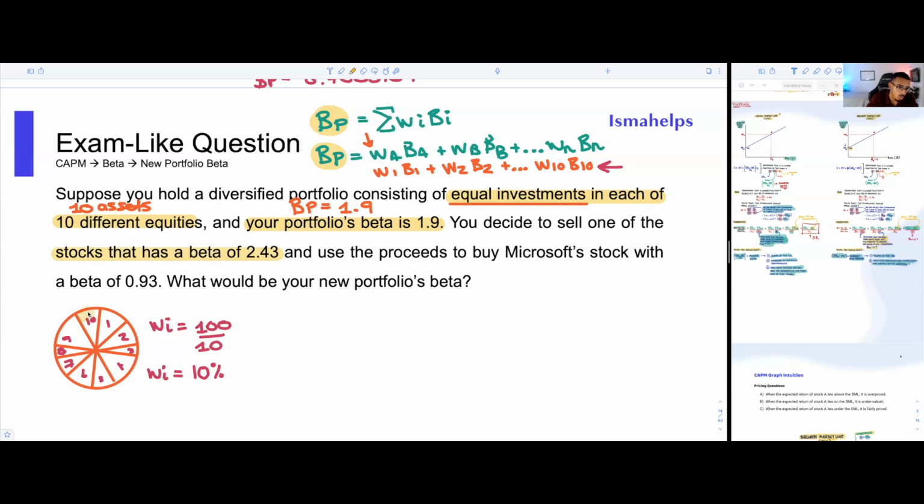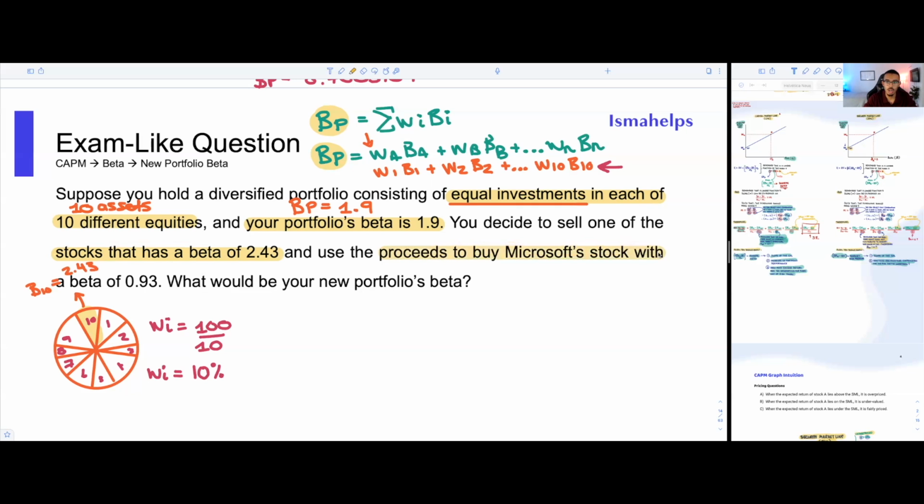We decide to sell this one, all right? We decide to sell this slice of the portfolio. And we know that this slice of the portfolio, we're going to call it beta 10, is equal to 2.43, all right? And you want to buy another stock with the proceeds of your sale, okay?